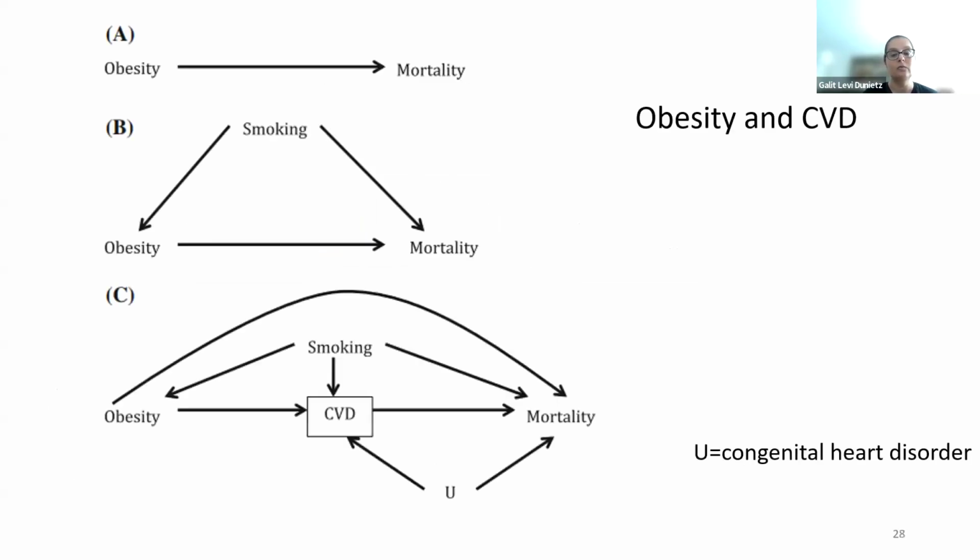So epidemiologists sat down and created a DAG or causal diagram, comprehensive with all the different pathways and variables that may play a role in this relationship. And what they found is that there's a very important confounder, smoking, but also smoking and obesity lead to cardiovascular disease, which in turn will cause mortality.